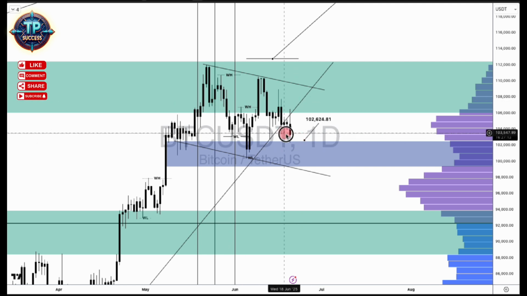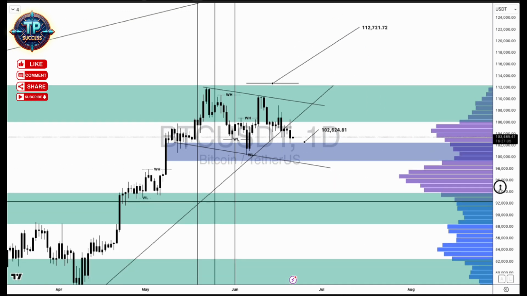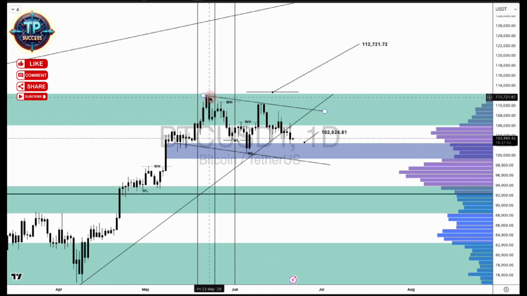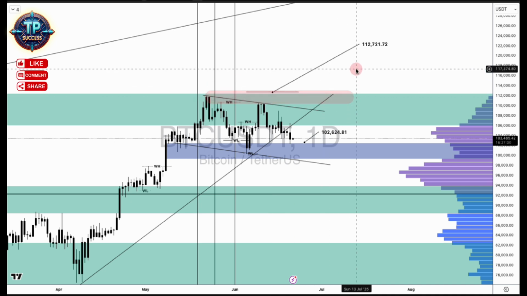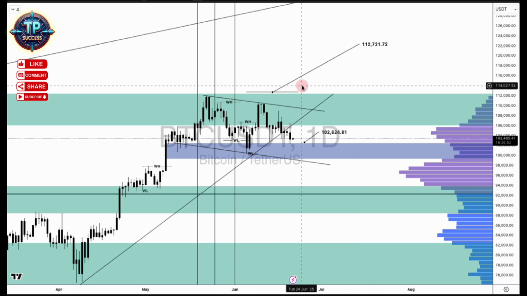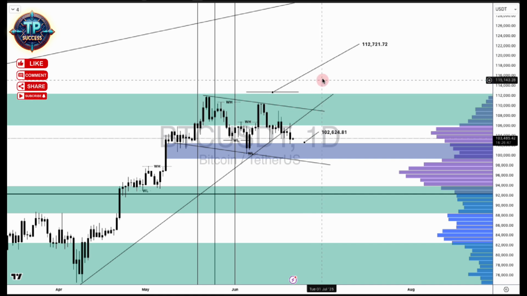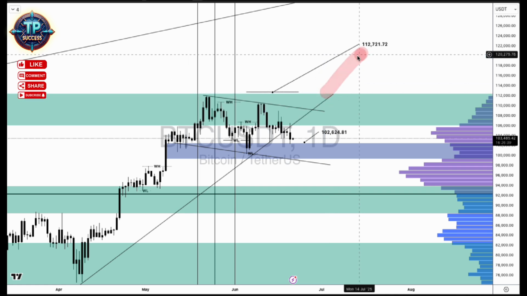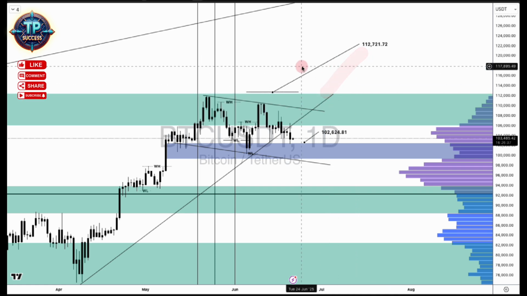So if it comes back into this zone again, I will get it at this price, which would be 102,624.81. And if it breaks above this level over here, then I will hop in at 112,721.72, because this will be a confirmation. Why? Because it has cleared a low value node, so I'll be expecting a bounce, a retracement into the low value node, only for continuation to the upside.